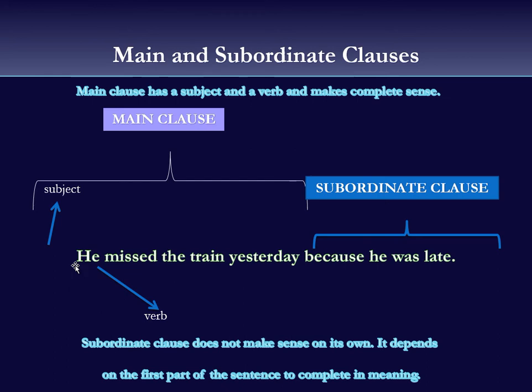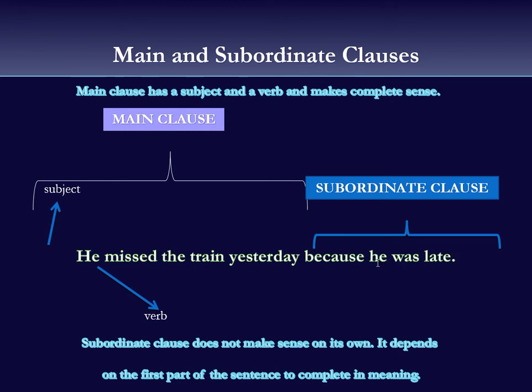You have studied about sentences and clauses, and you can easily tell that here we have two clauses. He is a subject, missed is a verb. He missed the train yesterday. This tells us some information, we can understand it. It makes complete sense. But here is another part of the sentence, because he was late.